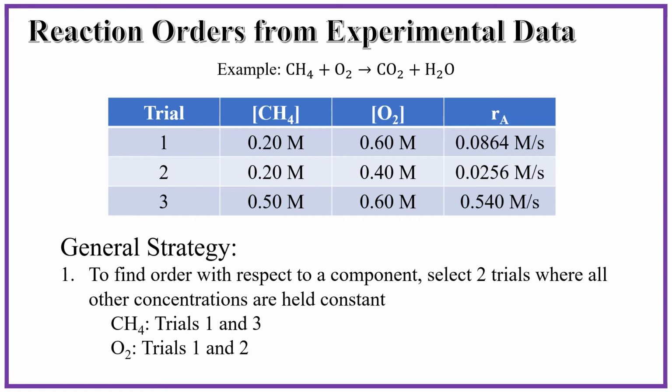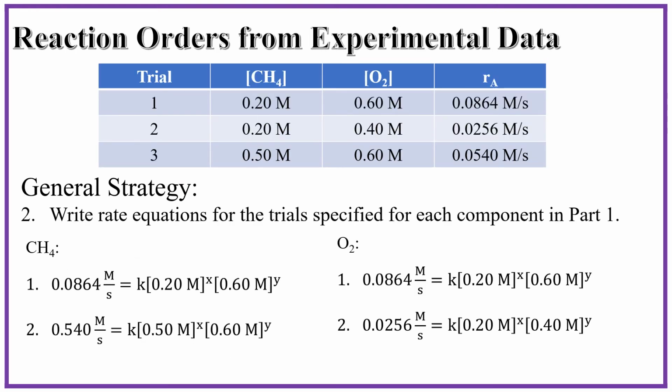The first step in the general strategy is to select two trials for each reactant where the other reactant concentration was held constant. In this example, we can determine the order with respect to methane using trials 1 and 3, where oxygen concentration was held constant at 0.6 molar. Likewise, we can determine the order with respect to oxygen using trials 1 and 2, when the methane concentration was held constant at 0.2 molar.